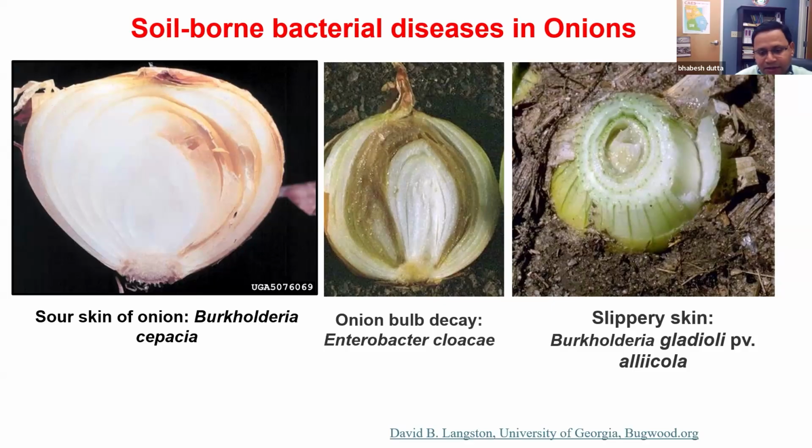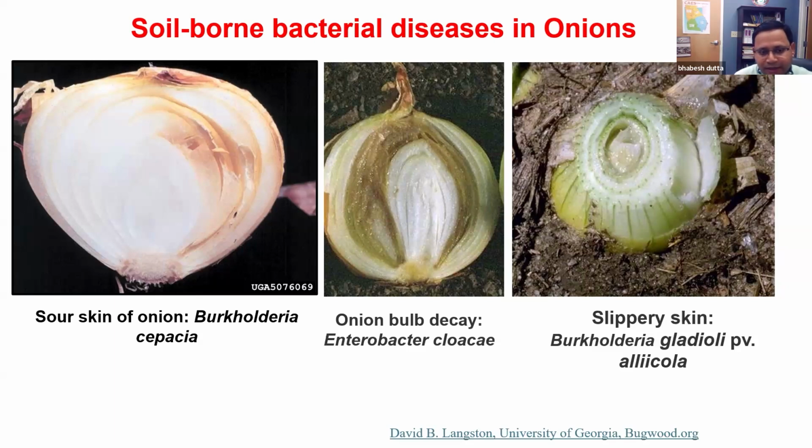The last one which I mentioned is called slippery skin. It is also caused by one of the species of Burkholderia. It's called Burkholderia gladioli pathovar alliicola. This particular pathogen causes slippery skin. The outer skin of the onions becomes slippery, and as you try to cut open using a knife, your knife will slip.